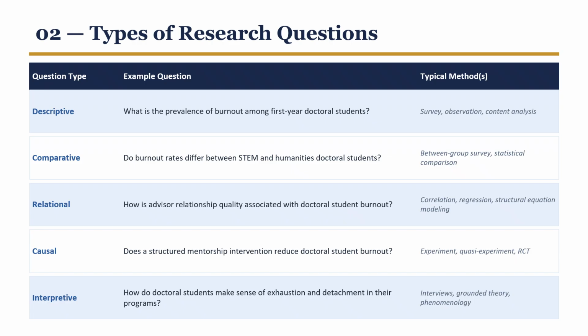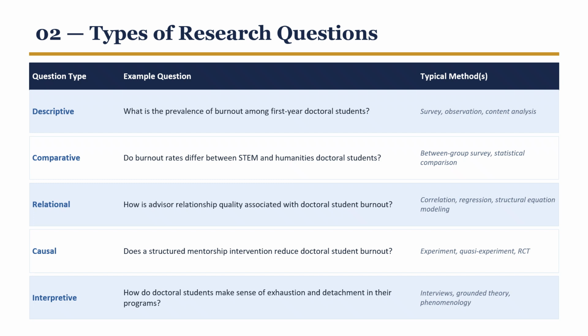This table shows you that the type of question you ask determines your methodology. So that's a critical insight that you want to keep in mind. The questions that you ask determine the methodology that you use. So let's look at five types of questions, and then an example question. And then we're going to look at the methodology, the way you would collect that data.